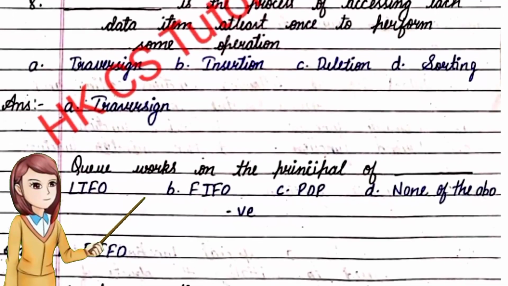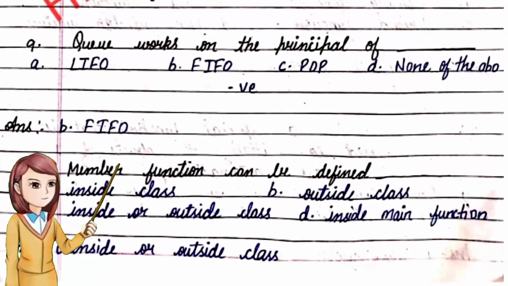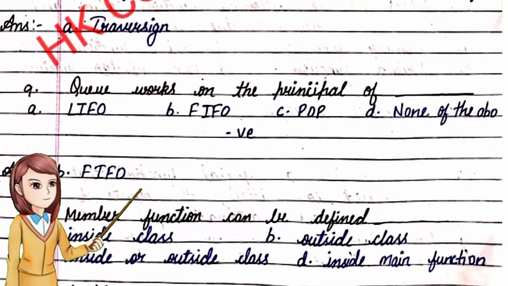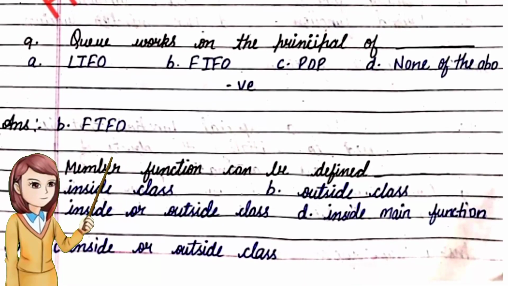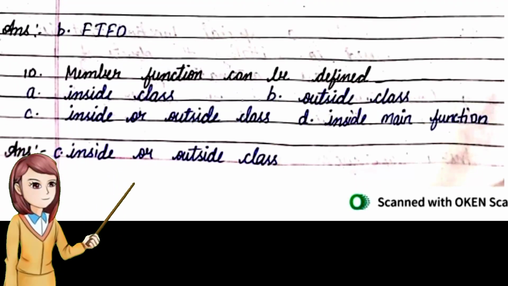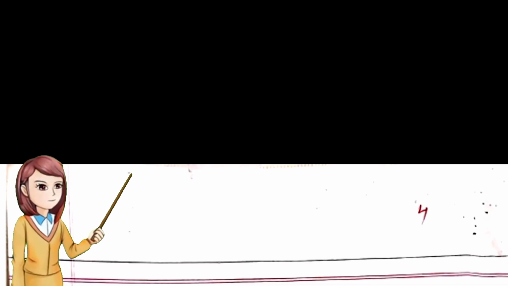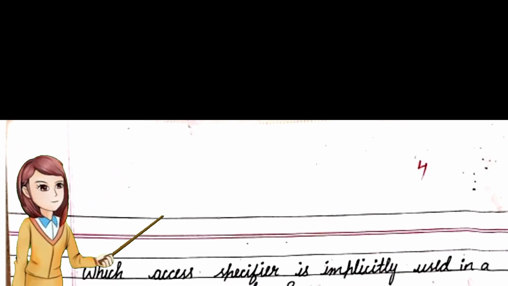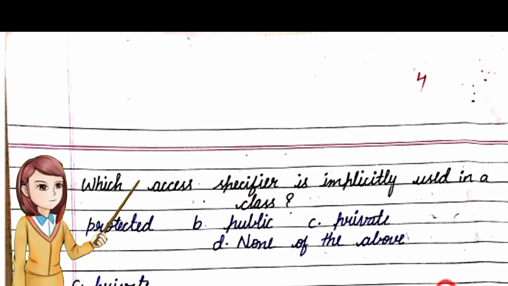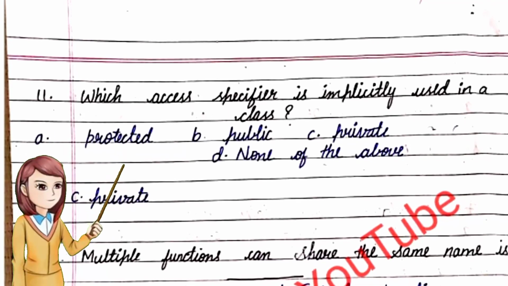The options are LIFO, FIFO, POP, none of the above. The answer is FIFO. 10th question, member function can be defined as? Options are inside class, outside class, inside or outside class, inside main function. The answer is inside or outside class. 11th one, which access specifier is implicitly used in a class? Options are protected, public, private, none of the above. The answer is private.